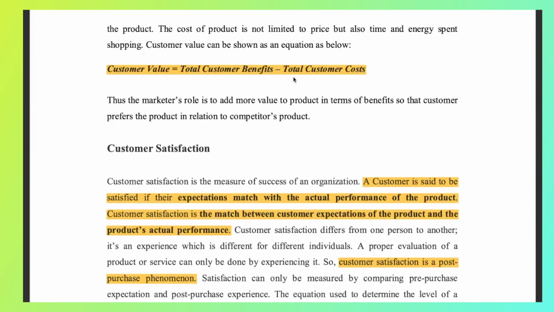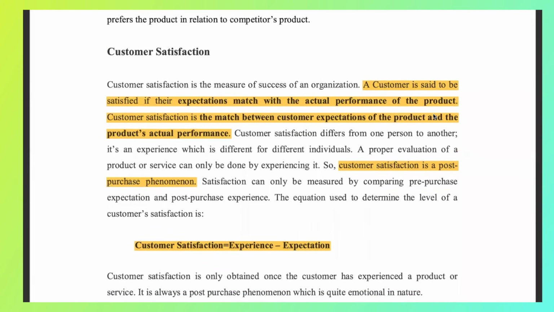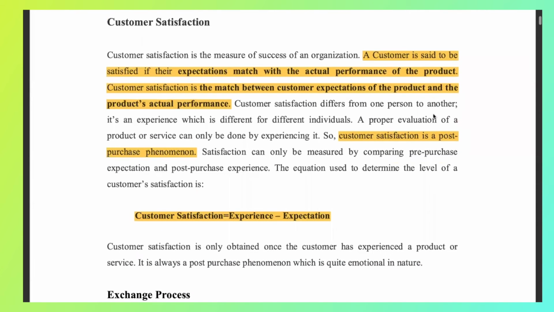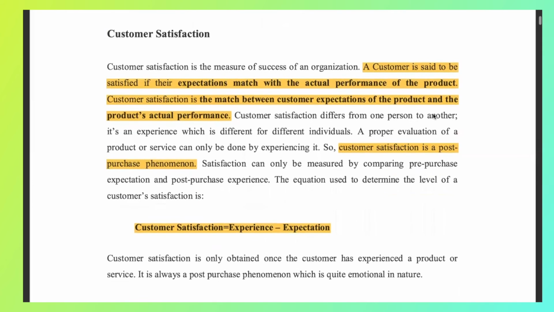Competitors are other rival companies who are trying to sell to you, and the marketer tries to pull you in to buy their product only, so that they get profits, but at the same time you also get satisfied from buying the product. Next, we have customer satisfaction. Customer satisfaction is a measure of success of an organization.